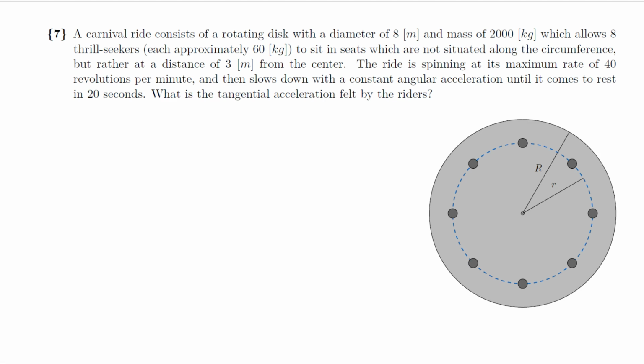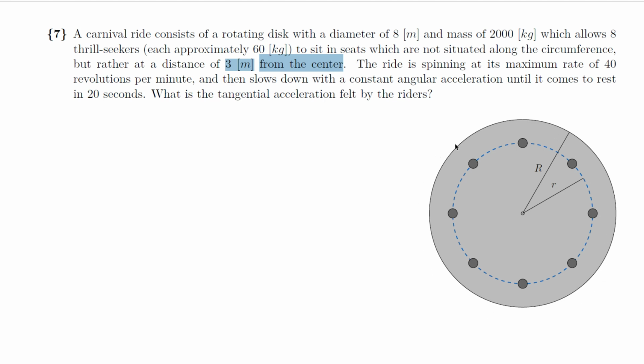Number 7, we have a carnival ride that consists of a rotating disc. The diameter is 8 meters, and the mass of that ride is 2,000 kilograms. It allows 8 thrill seekers, riders. Each of their masses are taken to be 60 kilograms. They sit in seats which are not along the circumference, but rather at a distance of 3 meters from the center.